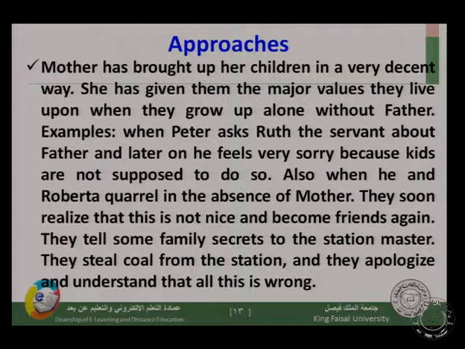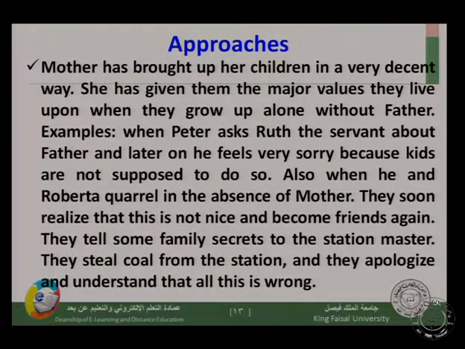Also, when he and Roberta quarrel in the absence of mother, who goes away to look for work and for money, and they begin to be rough to each other, mother comes back and talks to them, and they feel very sorry that they did that. They soon realize that this is not nice and become friends again.